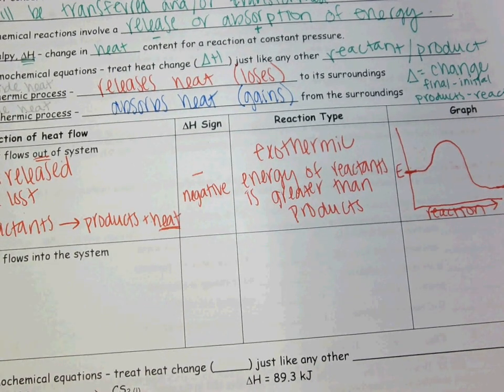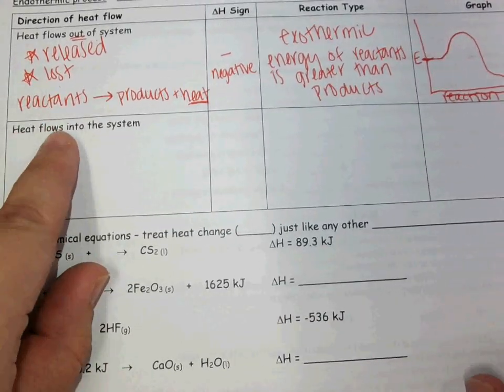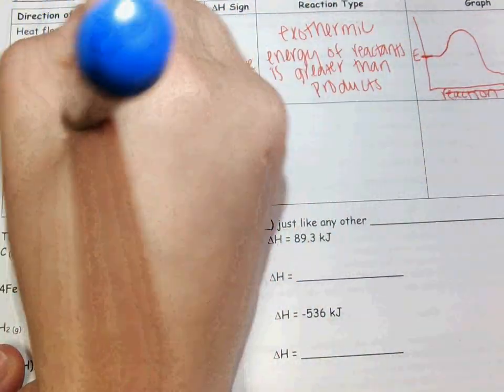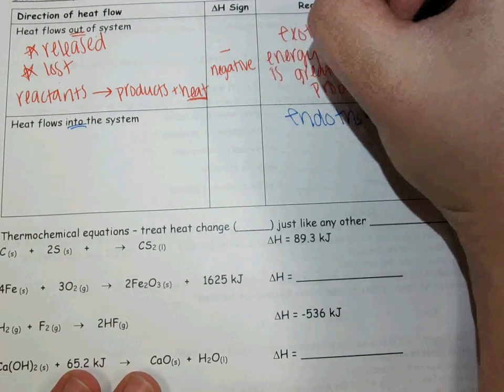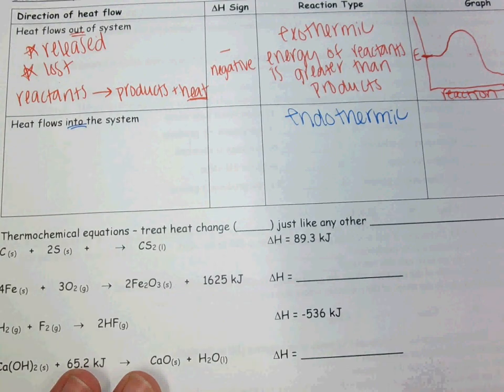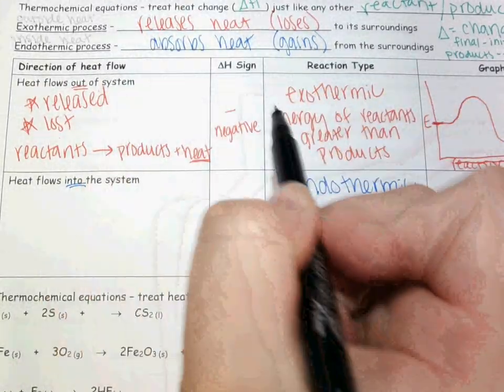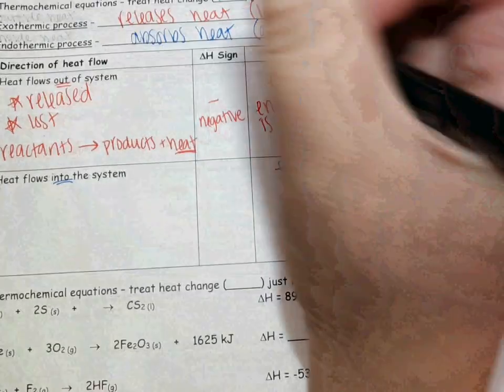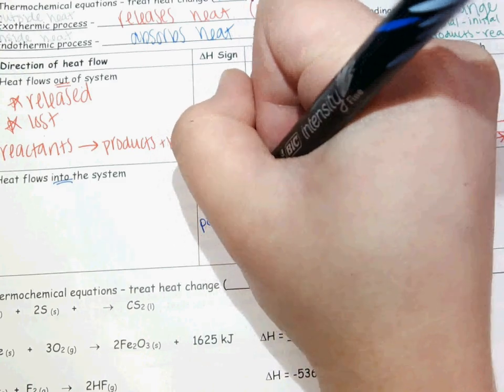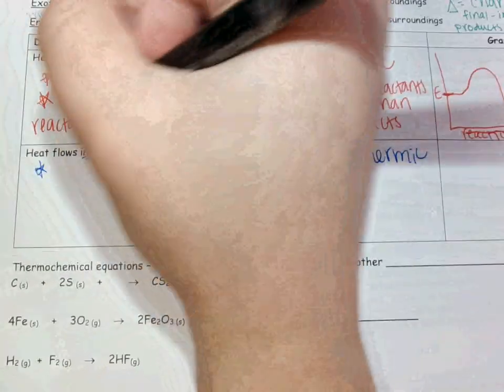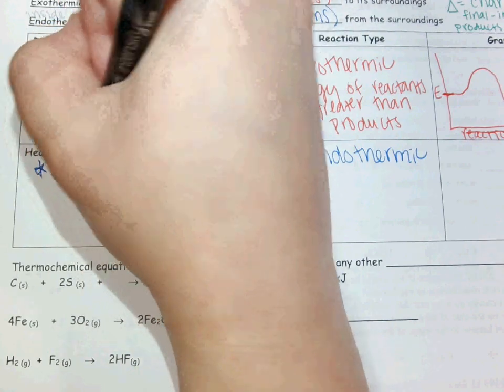This ends up confusing a lot of students when we talk about our phase changes especially. So let's talk about endothermic. This is when heat flows into the system. So if heat is going into the system, I would call this an endothermic reaction. We've already established that the delta H value would be positive because it is gaining heat. So positive. So heat is absorbed, or gained.